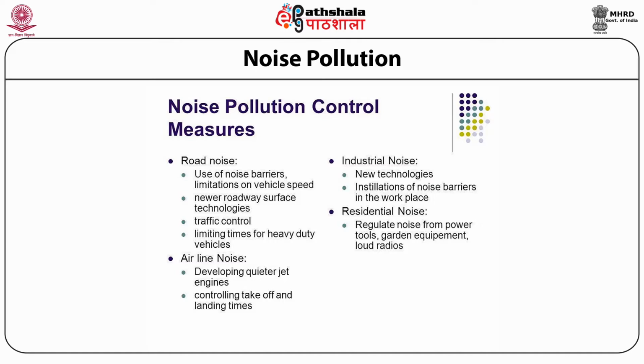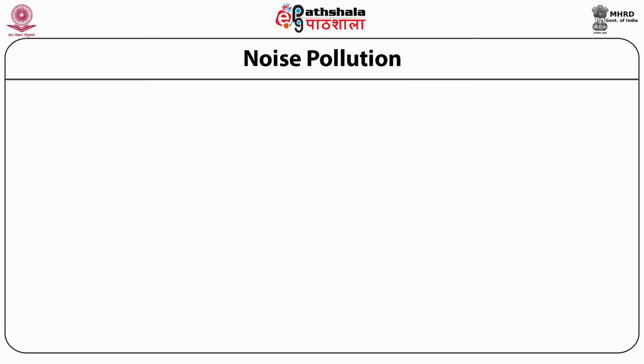Industrial noise can be controlled by new technologies to control noise level, then installation of noise barriers in the workplace, and residential noise is controlled by regulating noise from power tools, garden equipment and loud radios. Now we have discussed the preventive measures for controlling noise pollution.